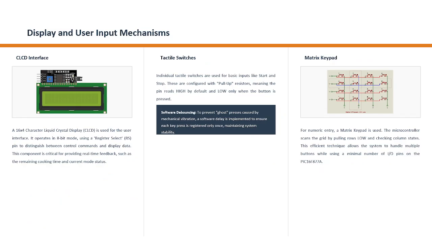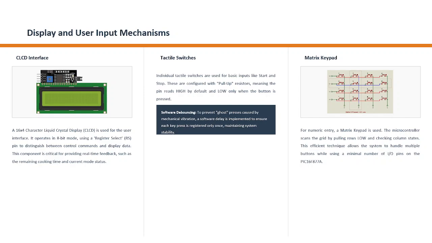Display and user input mechanism. First is the CLCD interface. A 16x4 character liquid crystal display is used for the user interface. It operates in 8-bit mode, using the register select (RS) pin to distinguish between control commands and display data. This component is crucial for providing real-time feedback such as the remaining cooking time and current mode status.